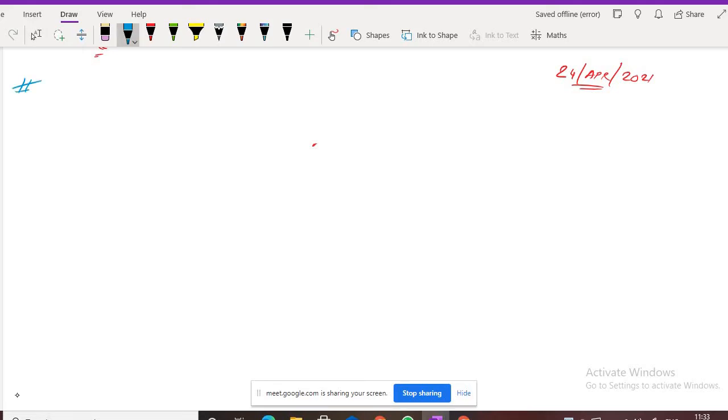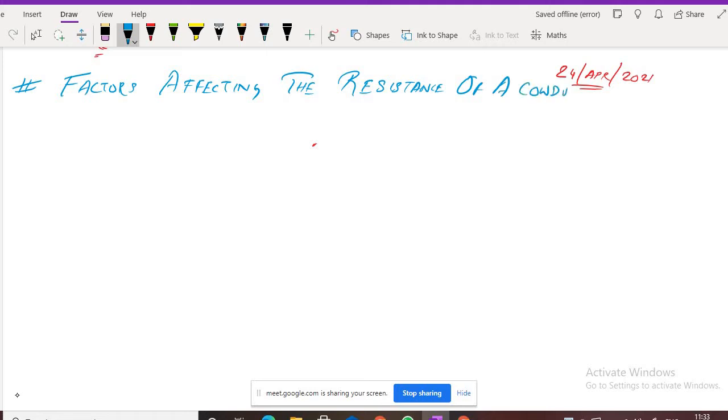The very first topic for today is factors affecting the resistance of a conductor. What are the factors affecting the resistance? We have to study now. There are some factors which will affect the resistance. So what are those factors? Number one is the length of the conductor.